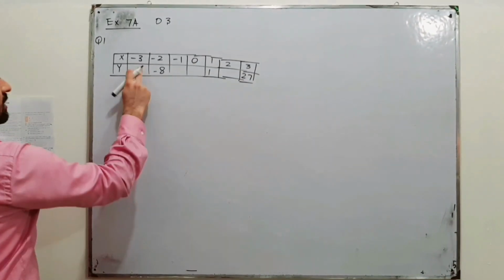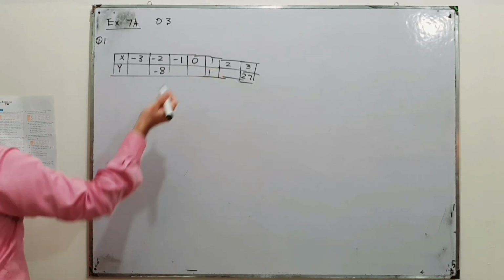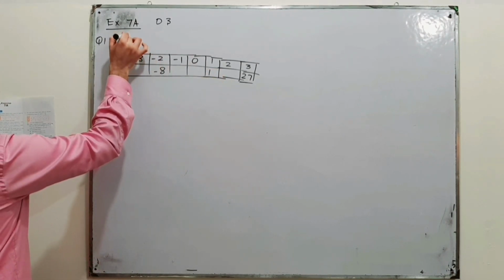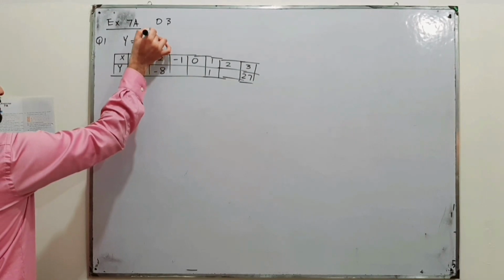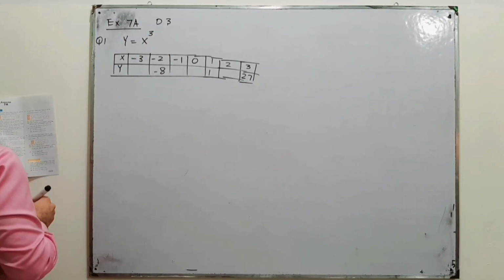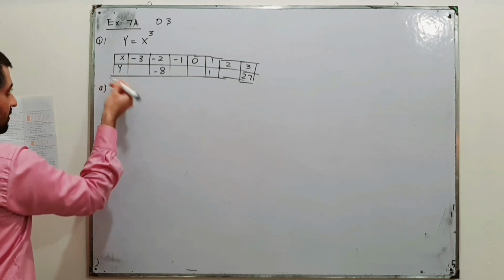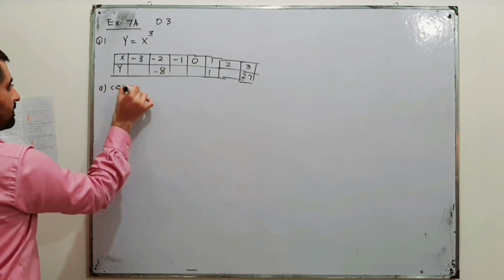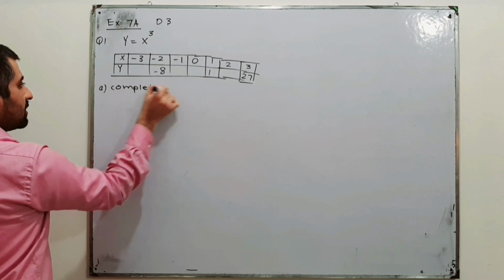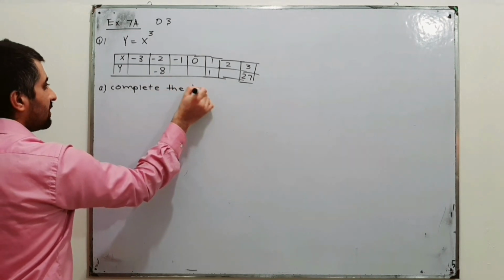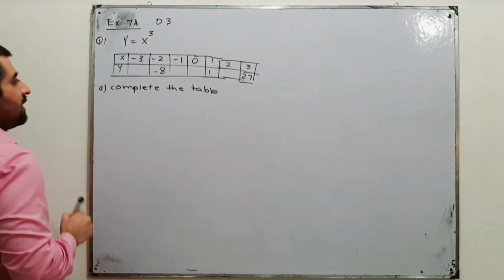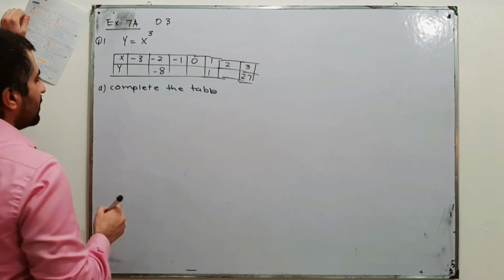So we have to fill in these blanks which are empty, whereas we have been given the equation that is y is equal to x cube. Okay. So first part A is copy and complete the table. Complete the table. That is simple.